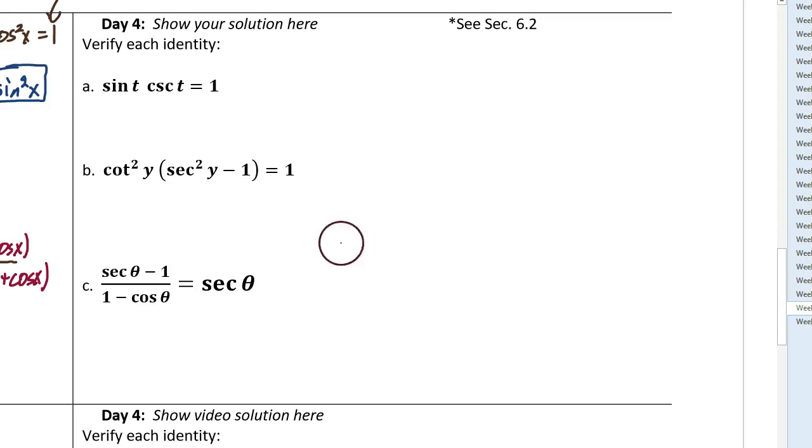Here are the solutions for day 4. Verify the identity. Let's show step by step that this expression right here is really equal to 1.